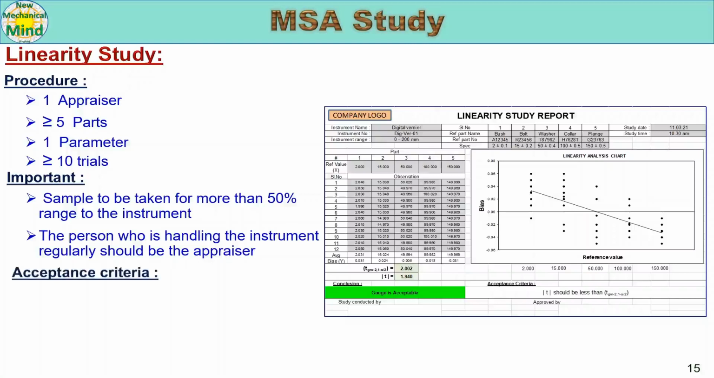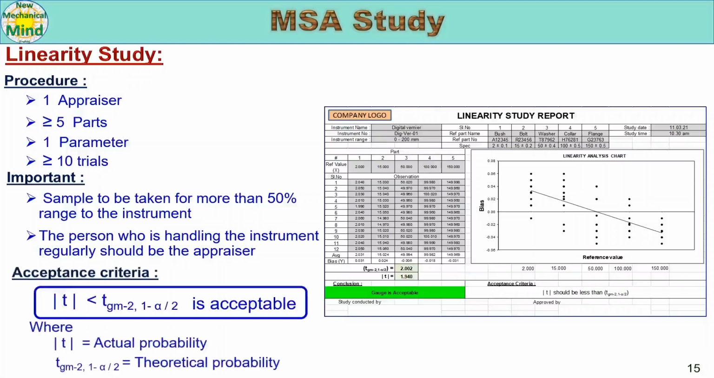Acceptance criteria for linearity study is actual probability less than theoretical probability is acceptable. This is the acceptance criteria for linearity study. Okay friends, this MSA study video ends with this.